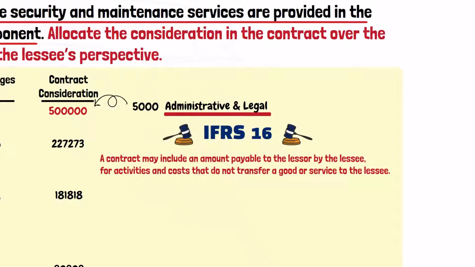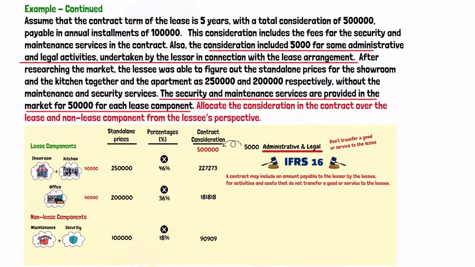These administrative and legal activities do not transfer a good or a service to the lessee, and therefore, they should not give rise to a separate component of the contract. However, the cost of these activities should be kept as a part of the total consideration that is to be allocated to the separately identified components of the contract.